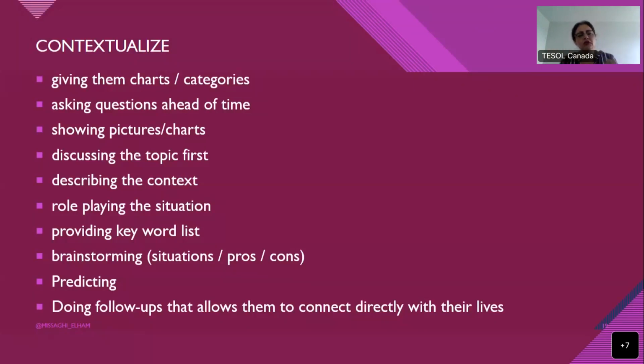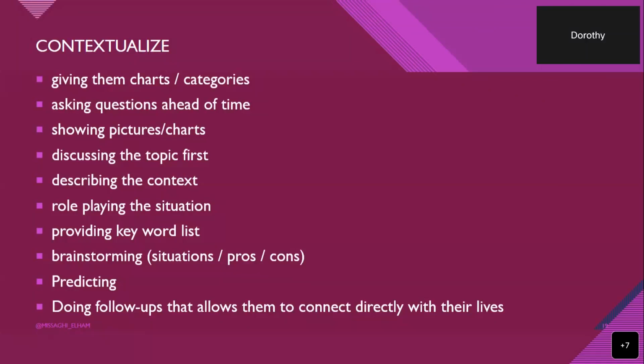Why not all the new words? Why don't you teach all the new words and not just keywords? They cannot remember or understand all of the new words, and they might be frustrated and get lost. Yes, thank you. Bravo.